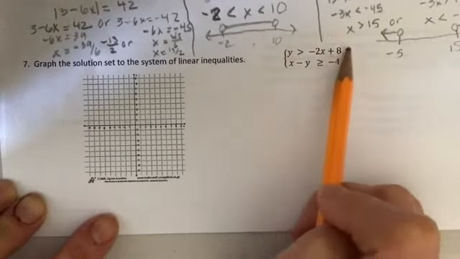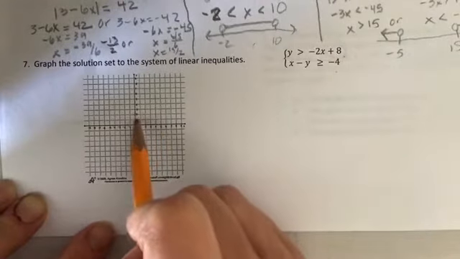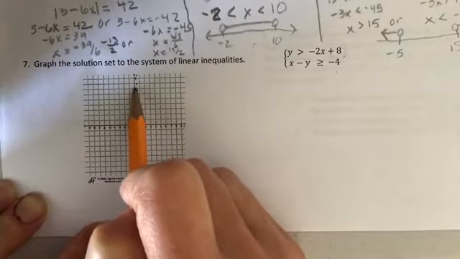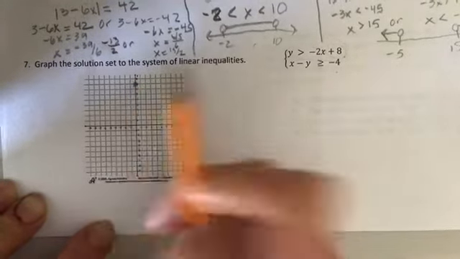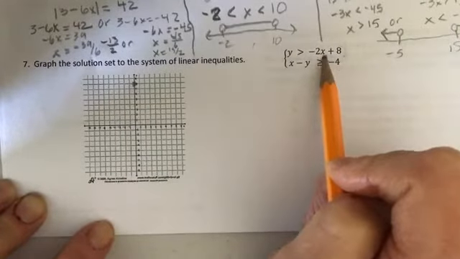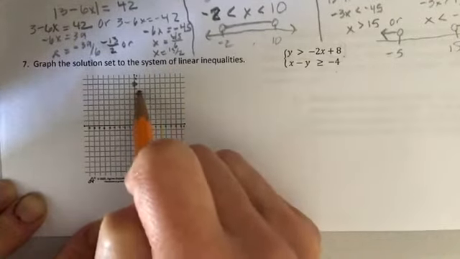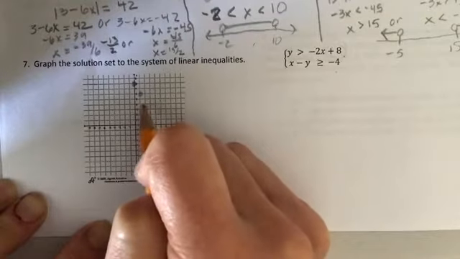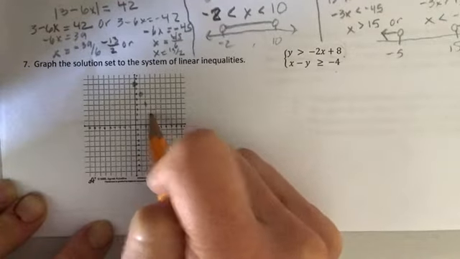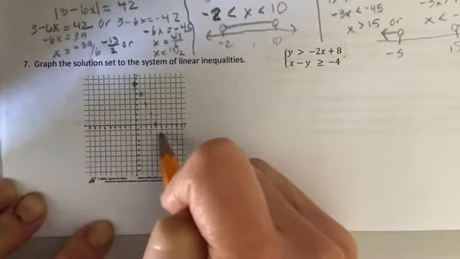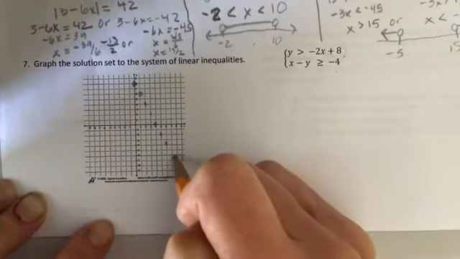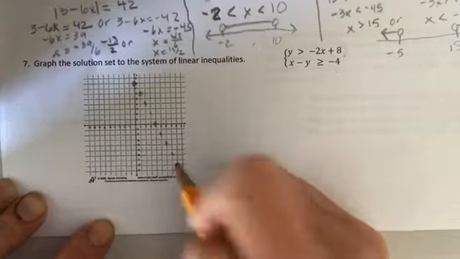So it would begin at the b value, 8. So 1, 2, 3, 4, 5, 6, 7, 8 on the y-axis. You're going to use the slope, which is -2. So you'll go down 2, right 1, down 2, right 1 for your rise and your run, and kind of create that boundary line. But do not connect the dots yet.